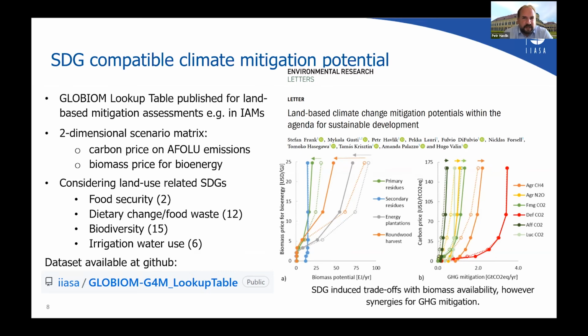On the other hand, it seems that where we have to be careful is in designing large-scale biomass plantations and other bioenergy facilities, because those appear that they can conflict quite quickly with the Sustainable Development Goals, and respecting Sustainable Development Goals can, in this case, reduce the mitigation potential by up to 20%.